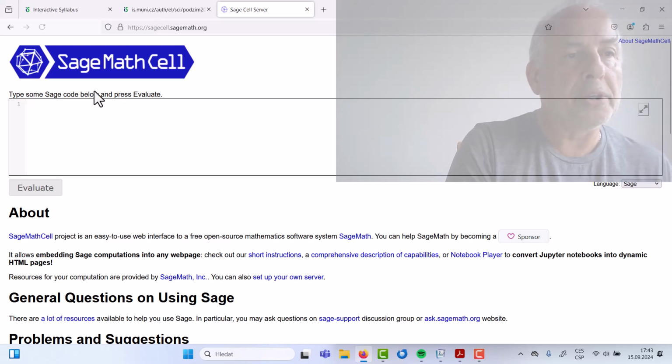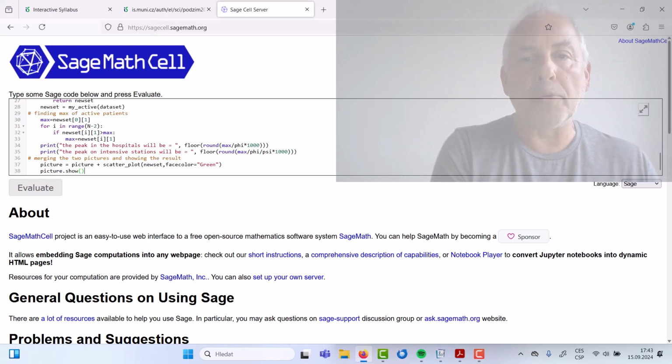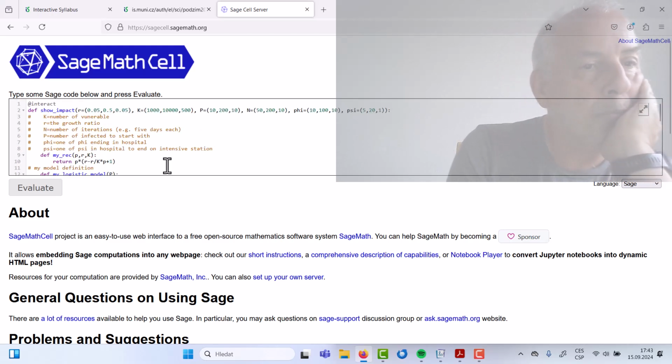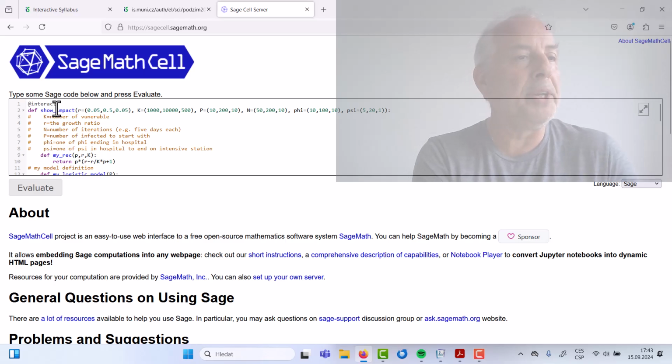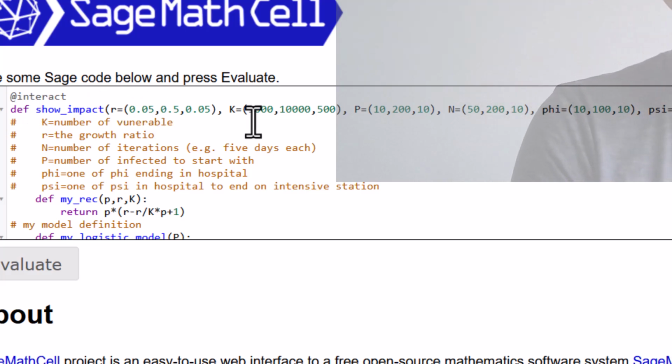So if I do it, I will explain what's there. You see, this interact in the beginning means that the whole thing is considered as a procedure which is displaying something interactively. And the first line tells about the parameters which are there. So it's all saying where from, where to, and what is the step.